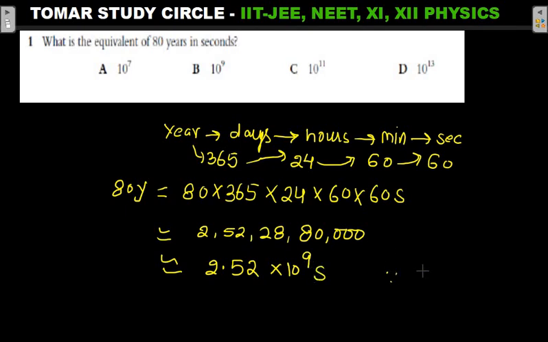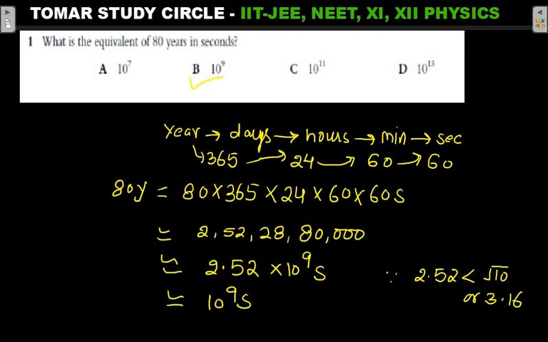Since 2.52 is less than the square root of 10, or 3.16, in seconds 18 years can be written as 10 to the power 9 seconds. The correct answer is answer B.